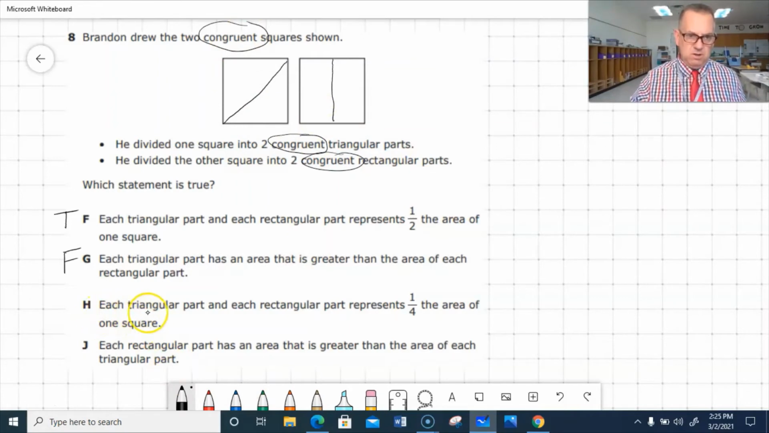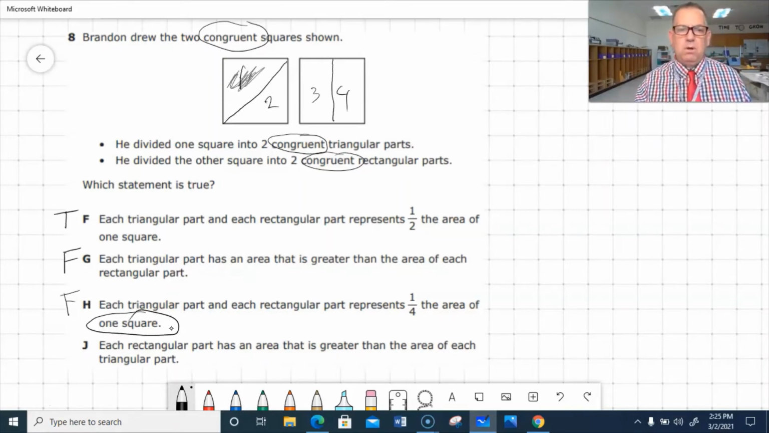Answer choice H. Each triangular part and each rectangular part represent 1/4 the area of one square. And how you could probably get confused with that is if you kind of sat here and looked at this, you said that's one part out of 1, 2, 3, 4 parts. That would sound right. That would sound like 1/4, but it's talking about one square. It's talking about one square or one whole shape right there.